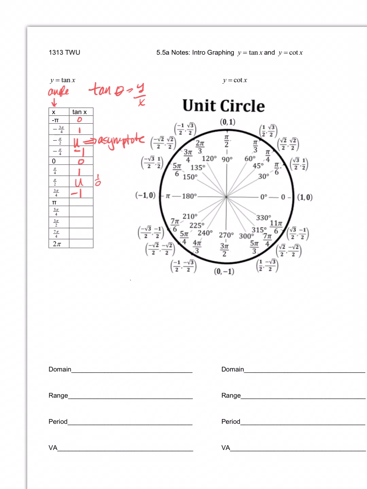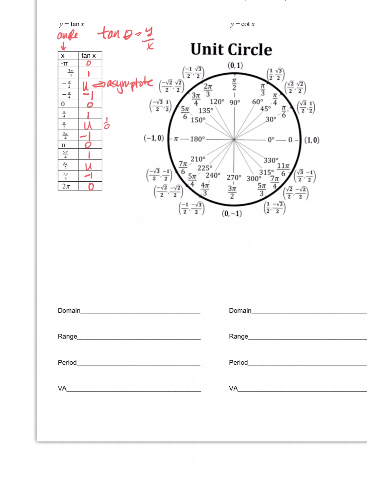Pi? 0. Do we see a pattern? 1, then what? Negative 1, 0. It's very repetitive, right? Didn't we see that with sine and cosine? So we're going to graph what we know here.